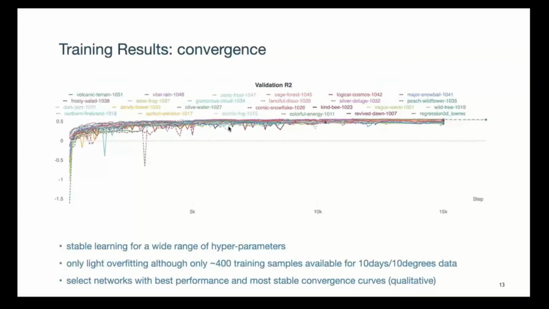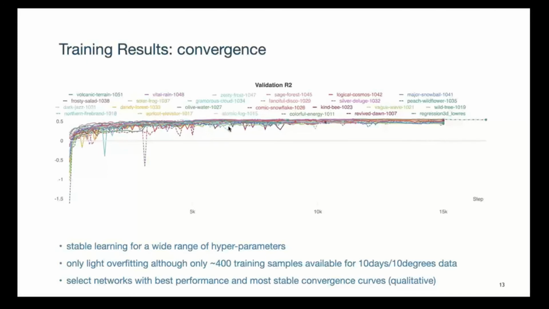So this is just the convergence plot. This is the R2 on the validation sample for plenty of runs, collected with Weights and Biases online. I don't come up with the names, they're auto-generated, so they're funny sometimes. And what you can see here is that it's pretty stable. Most of the networks generate an R2 value of 0.5, which is pretty decent, I think.